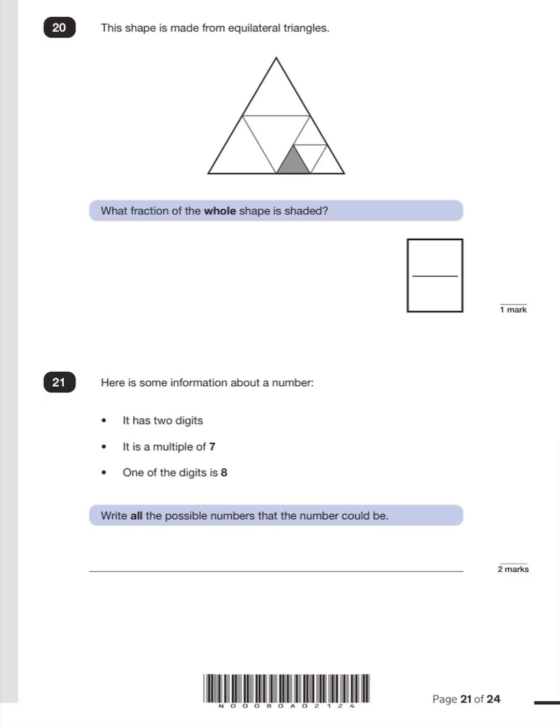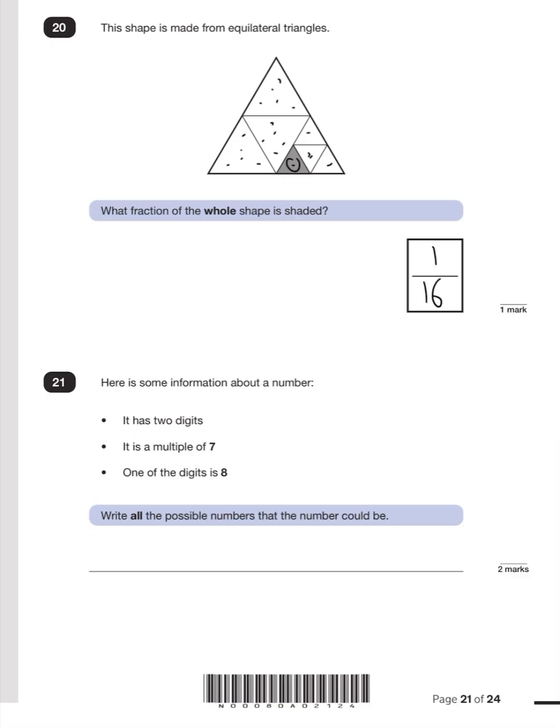Number 20. This shape is made from equilateral triangles. What fraction of the whole shape is shaded? So 1, 2, 3, 4. 1, 2, 3, 4. 1, 2, 3, 4. So 4, 8, 12, 16. So we've got a total of 16. This is 1, so it's 1 over 16.